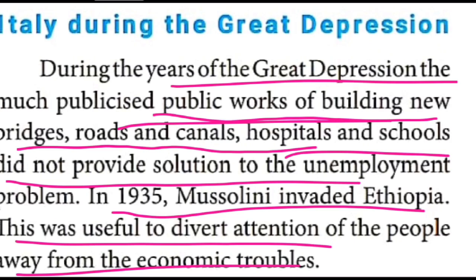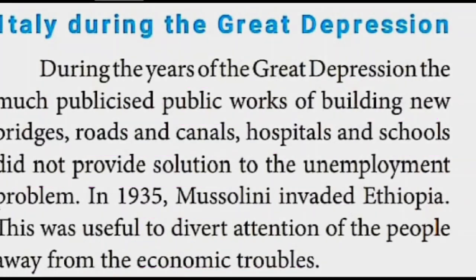During that time, what are the things he did? He constructed a number of bridges, roads, canals, hospitals and schools, but it did not give the solution to the unemployment problem. In the year 1935, this is the one word answer, children: Mussolini invaded Ethiopia. Sometimes they may ask from inside the book, that's what I am telling. In 1935, Mussolini invaded Ethiopia, and through this he diverted the people's attention away from the economic troubles. This much only, children.